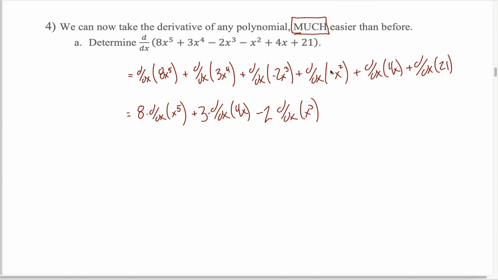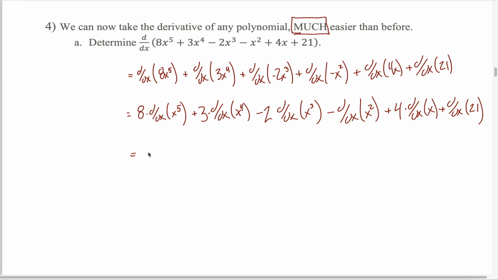Same logic here, thinking about this as negative 1 times x squared. I got minus 1 times the derivative of x squared plus 4 times the derivative of x plus the derivative of 21. What we've done is rewritten this original problem in a form that we can evaluate all the different derivatives. Oops, it looks like I wrote 4x instead of x to the 4th here. Let me fix that real quick. Hopefully you caught that on your own and were screaming at your screen.